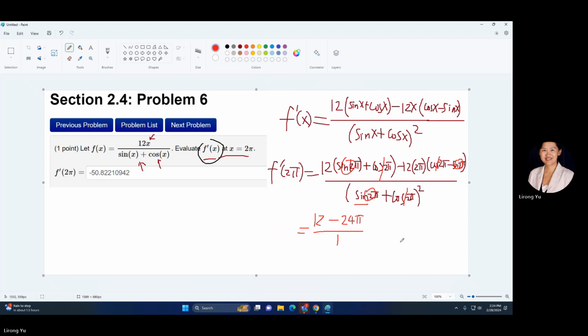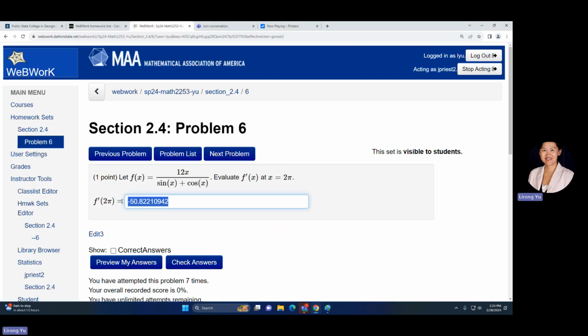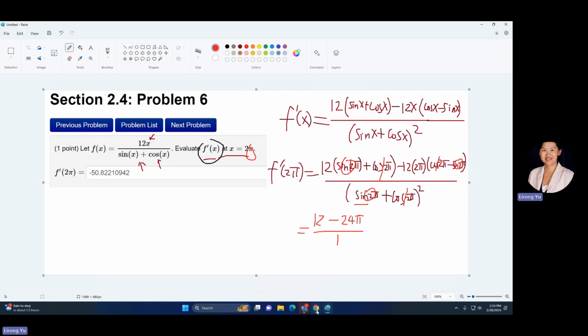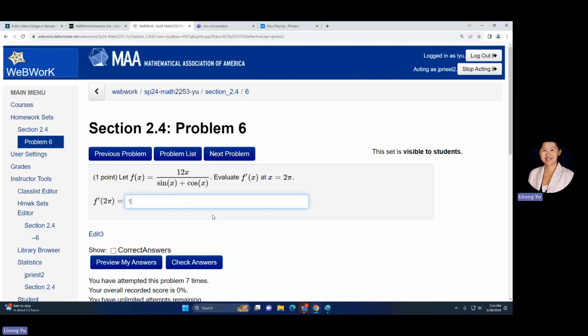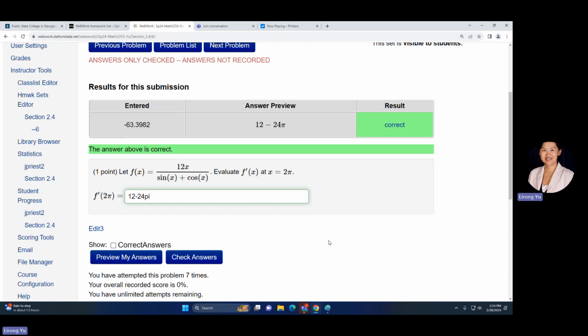Pi is just a number, it's just a special number. You can actually enter pi as part of your answer. You just enter 12 minus 24 pi. And that's pretty much how you can just type a letter lowercase pi.